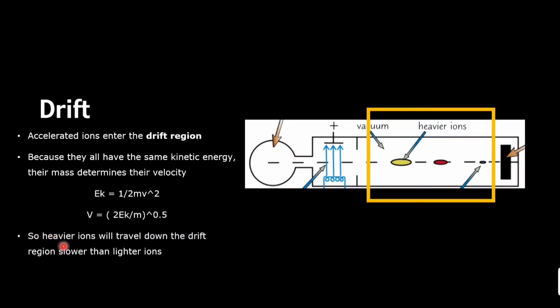And so our heavier ions will travel down this drift region slower than lighter ones. So our heavier ions will be at a slower velocity than our lighter ions, which will be travelling at a faster speed. This means that our heavier ions will have a longer time of flight. It will take them longer to travel this distance than lighter ions. So our heavier ions have a longer time of flight, our lighter ions have a shorter time of flight.